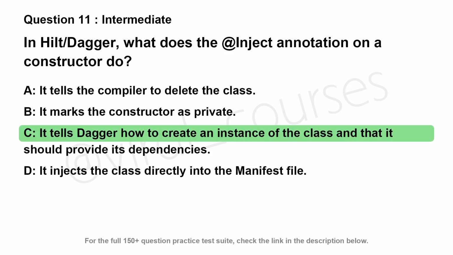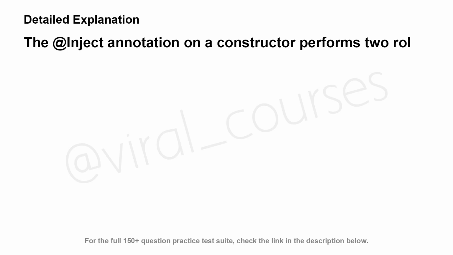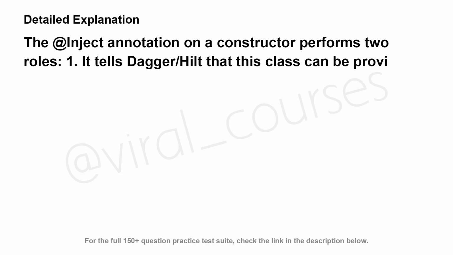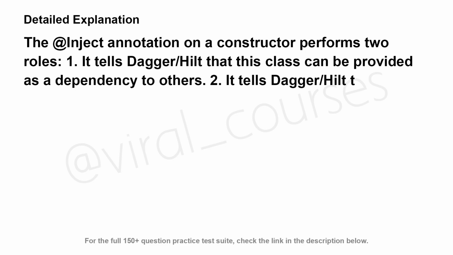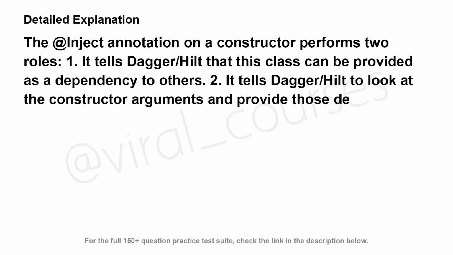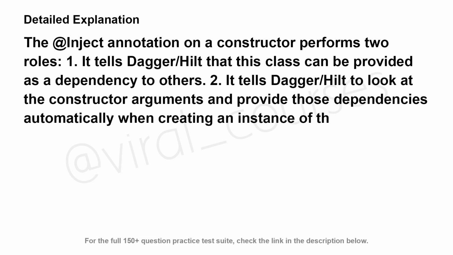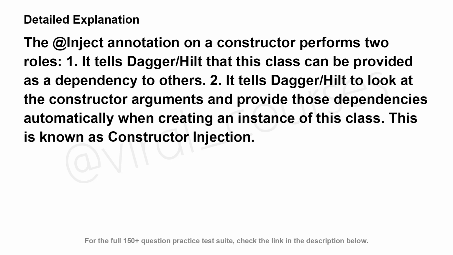The correct answer is C. The @Inject annotation on a constructor performs two roles. 1. It tells Dagger, Hilt that this class can be provided as a dependency to others. 2. It tells Dagger, Hilt to look at the constructor arguments and provide those dependencies automatically when creating an instance of this class. This is known as constructor injection.